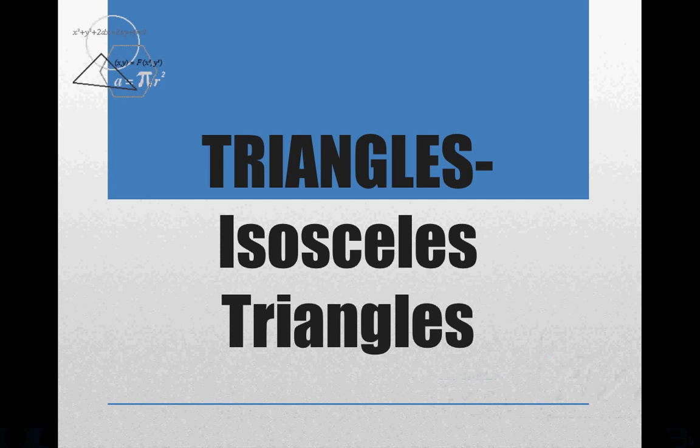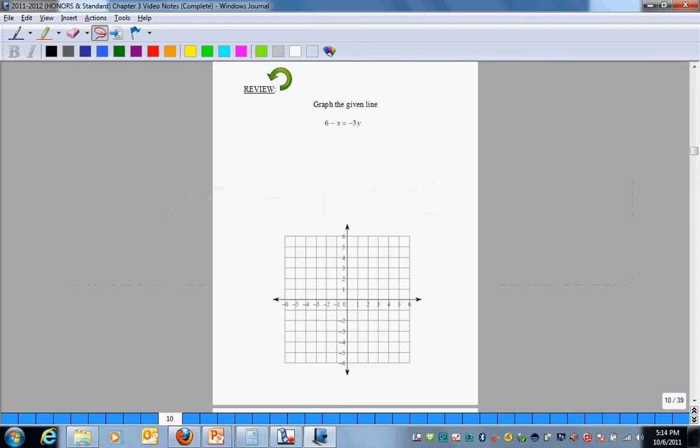We're going to talk about triangles, isosceles triangles. We're going to review graphing of lines. Prior to that, you have the equation 6 minus x equals negative 3y. Step 1 is to make this look like y equals mx plus b.